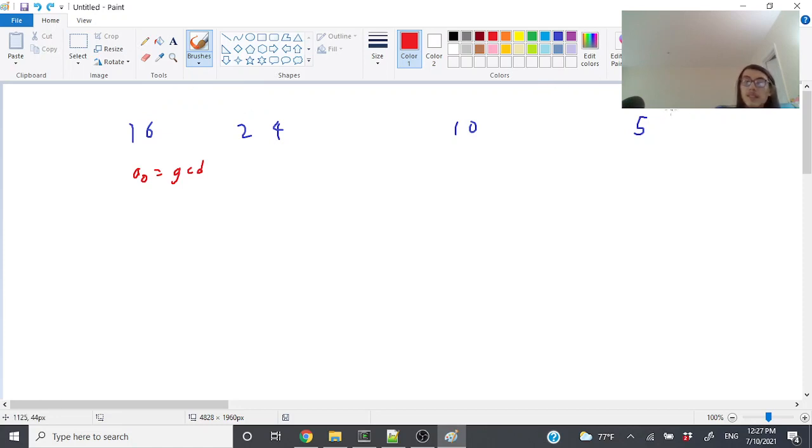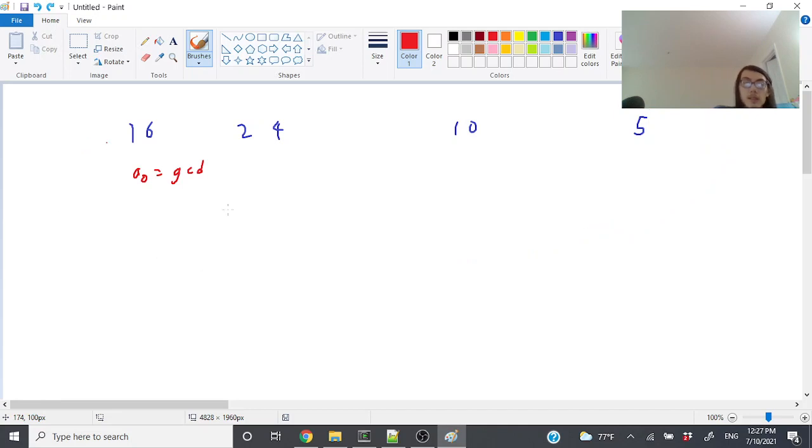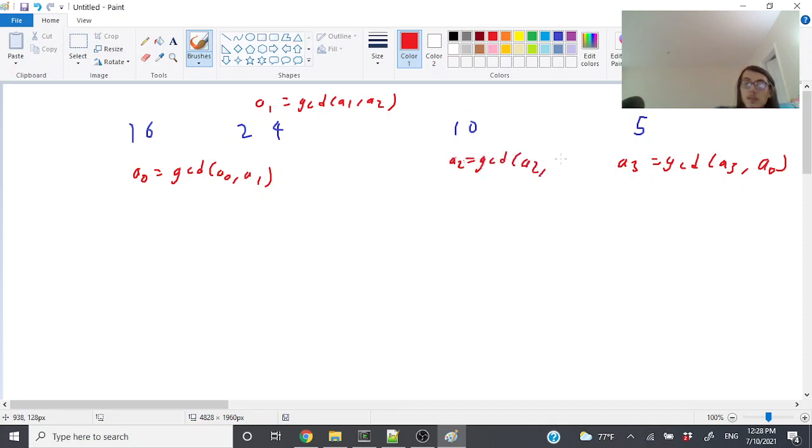For the last element, it's a circular array, so the last element in front is the first element. So this is GCD of A0, A1. This is GCD of A1, A2, etc. And then this is GCD of A3 and A0. Actually, I might as well fill this out too. Right, so, sorry, I have OCD too. Yeah. So basically this is what happens after each step.